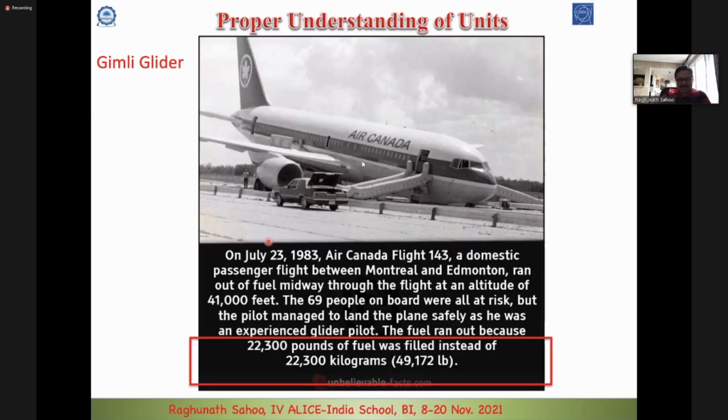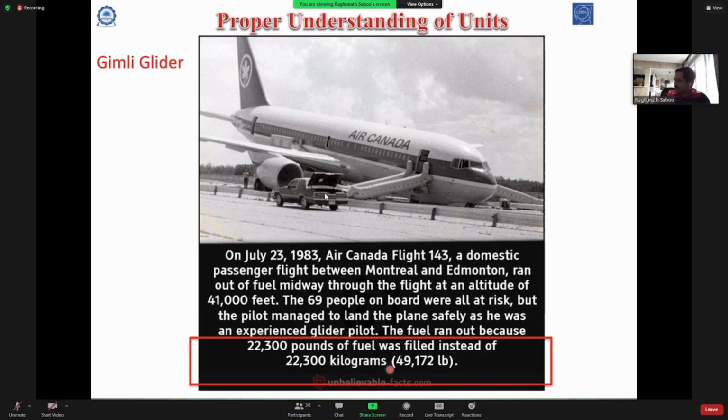The Gimli Glider was Air Canada flight 143, going from Montreal to Edmonton, and it ran out of fuel with 69 people on board. The pilot made a mistake in calculating the fuel, converting pounds to kilograms. Essentially, 22,300 pounds of fuel was filled instead of 22,300 kilograms. People who have gone to the United States, particularly Brookhaven, many of you might have gone. In the Walmart or whatever supermarket you go to, you will find many things written in pounds. Roughly, I don't remember the exact number, 1 pound is 400-something grams, so almost half a kilo.